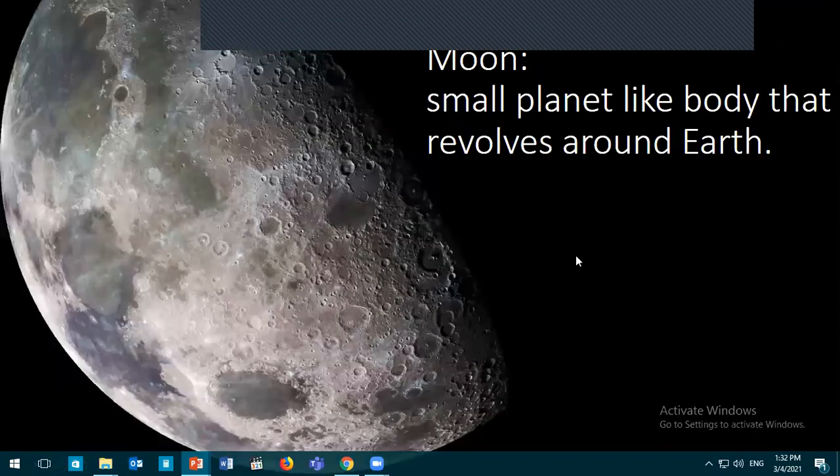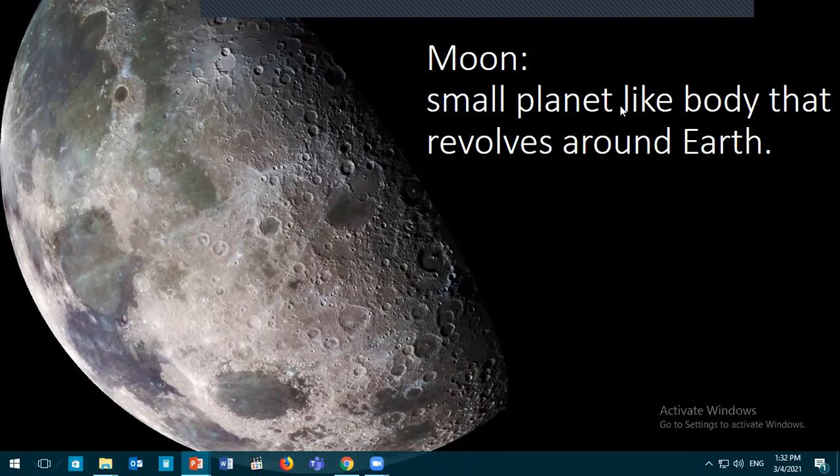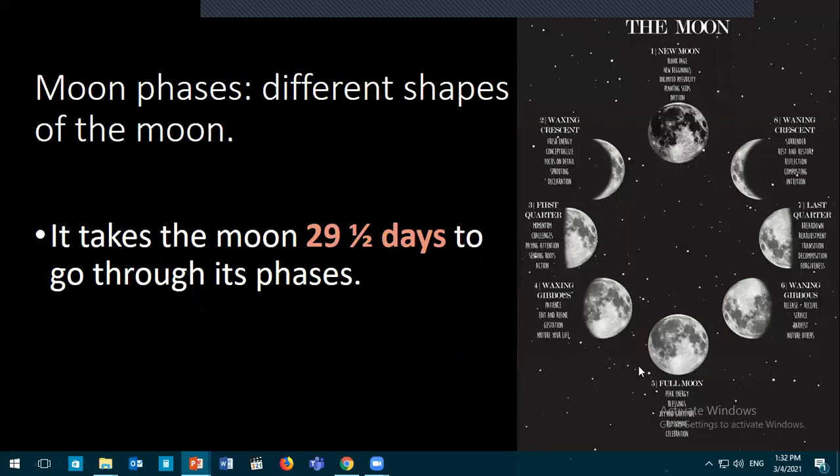Okay, so let's walk through this a little bit faster. We have the Moon. Of course, the Moon is small, almost the size of a planet, and it revolves around Earth. The Moon has different shapes. We learned about them last year. We call them the moon phases, if you remember. They are the different shapes of the Moon, and they take 29.5 days to complete one round around the Earth. So almost a month.